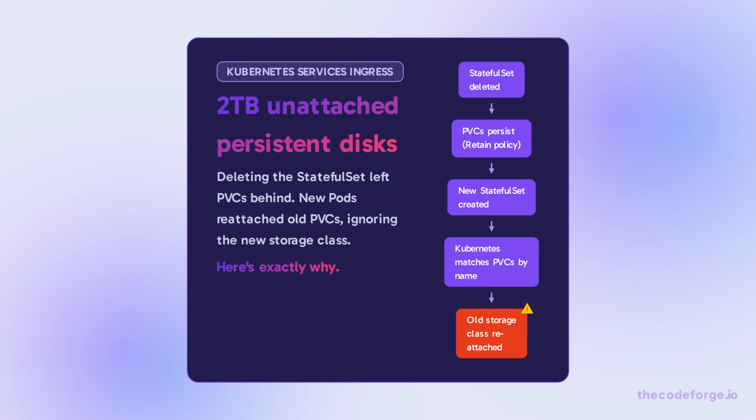2 TB of unattached disks appeared on the cloud bill after deleting a StatefulSet. When a new StatefulSet was created, pods attached to the old PVCs with the old storage class instead of the new one. Here's exactly why.